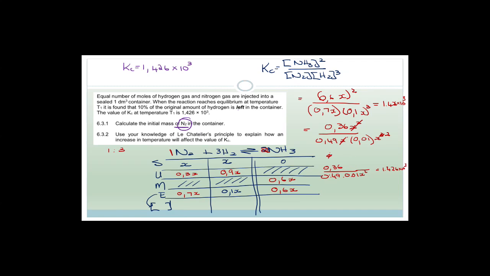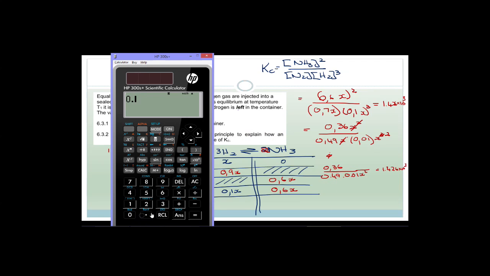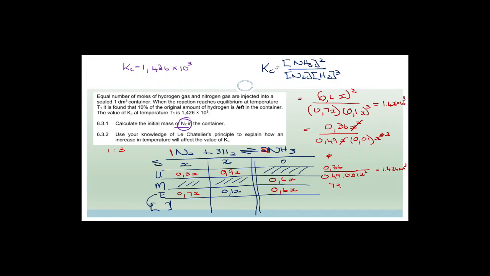Okay, so let's put this in our calculator. We've got 0.36 divided by bracket 0.49 multiplied by 0.01 close bracket, equals 73.47. Okay, so we're saying 73.47 over x squared is equal to 1.426 times 10 to the 3. So now we can swap these two. I'm running out of space, so I'm going to write at the top here.